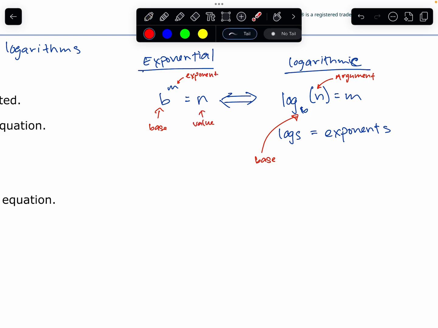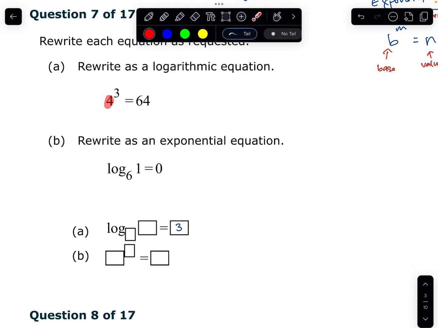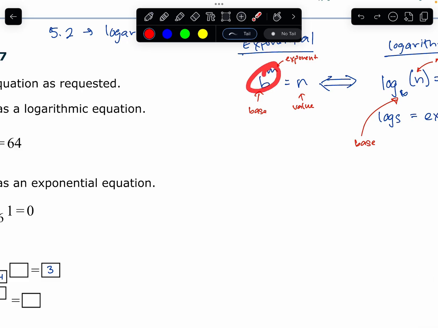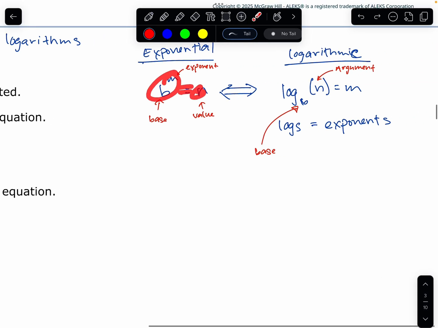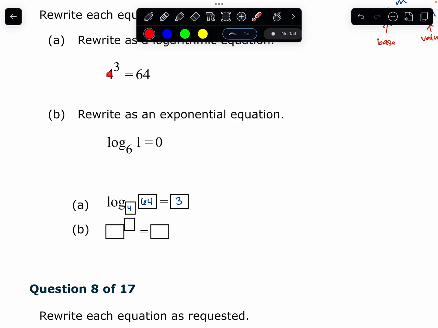Okay, so notice that the base of the exponential will also be the base of the logarithm. They will always be the same. So the base of our exponent is 4, so the base of our logarithm will also be 4. And then what the exponential equals is what's going to be the argument for your logarithm. So this will be 64. So log base 4 of 64 will equal 3.